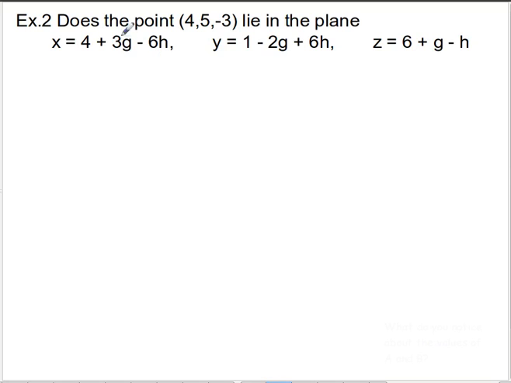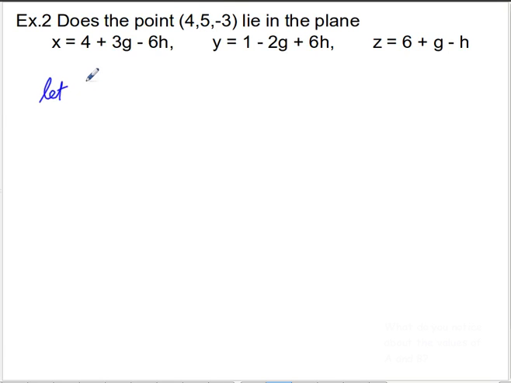Okay, exercise 2. Does this point lie on the specified plane? In this case, I've given you the plane in terms of the parametric equations. You can see my scale factors don't have to be M and N. G and H is what I've used as my scale factors in this case.